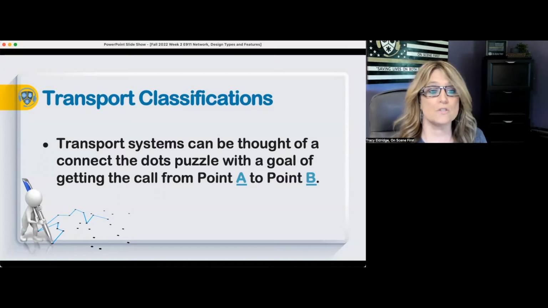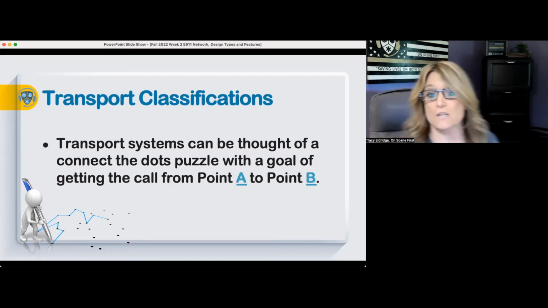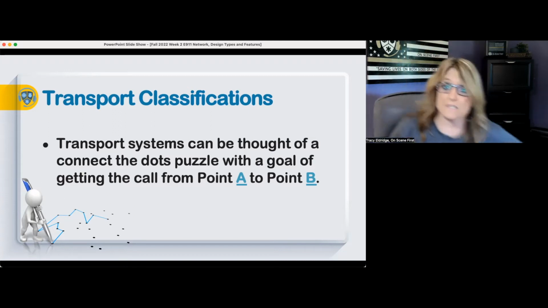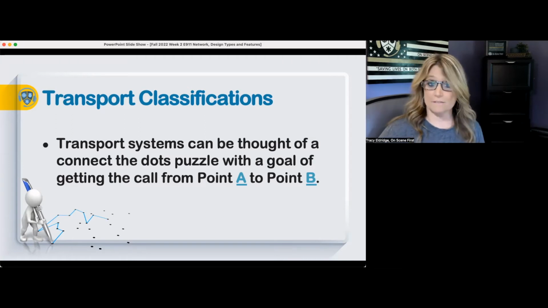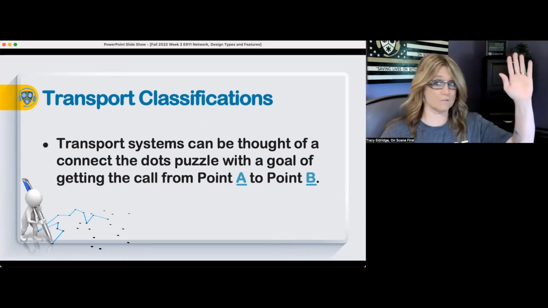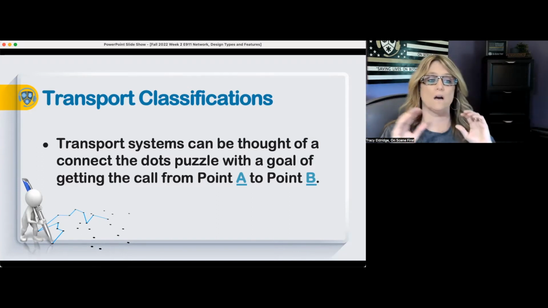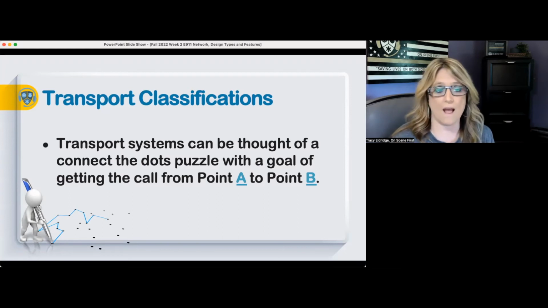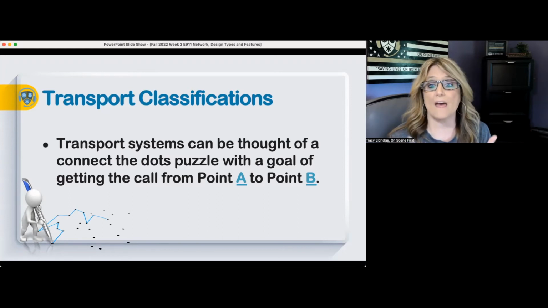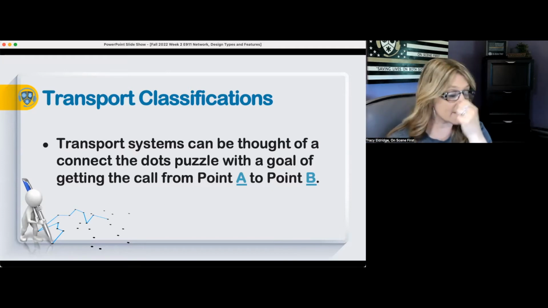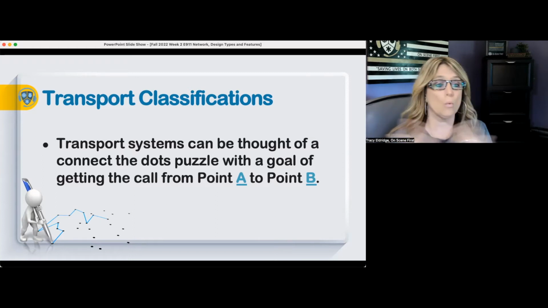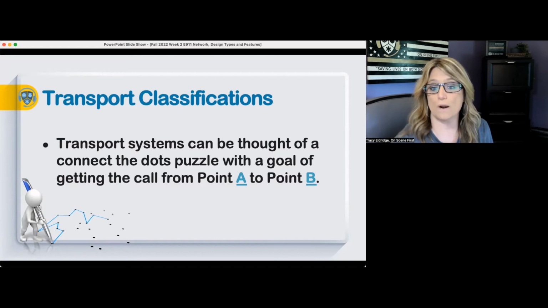The first topic is transport classifications. Basically, the transport system can be thought of as a connect-the-dots type of situation. Our calls don't just go from one place to the other. It's not like Mike TV in the Willy Wonka movie where it just goes up in the air, across the air, and then down to the next place. A lot of times there are many different interconnections that have to take place. So it's about getting that call from point A to point B, and depending on what type of call it is, where it's coming from, and where it's going, there are going to be different types of transport classifications.